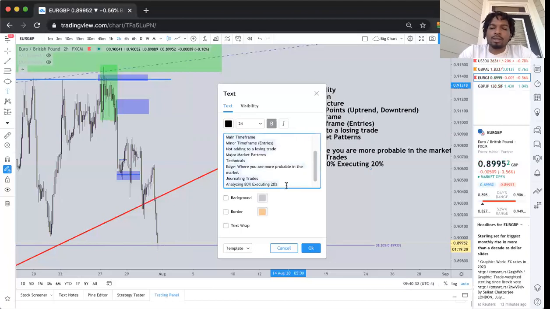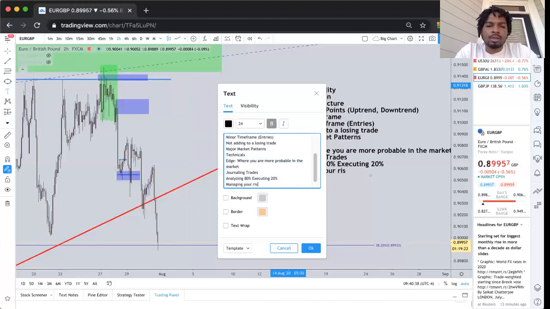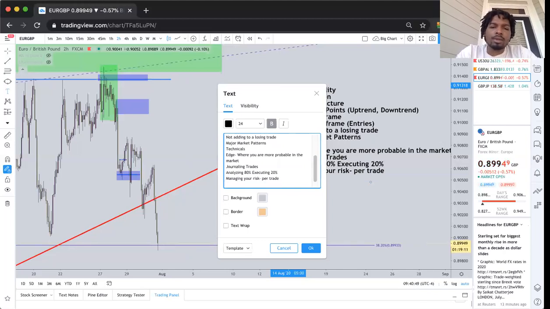And then also the biggest thing is understanding your risk. So managing your risk. How much are you willing to risk per trade? Also, what are your goals? PIP goals. I'll write that back. PIP goals for the week, also for the month.